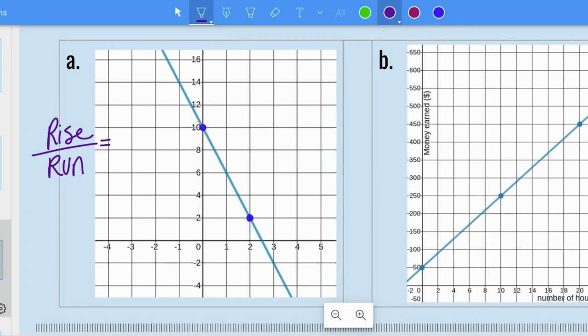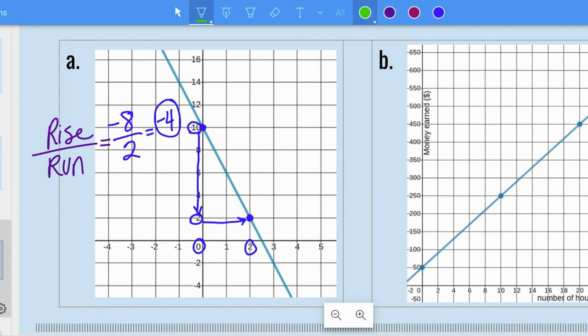And so we're going to go from one point to the other. And if I start at the point on the y-axis, I actually need to go down to get to the other point. And how many am I going down? If I start at 10 and I go down to 2, that's a decrease of 8. So my rise is actually a negative 8. And then I'm going to run from 0 to 2. My horizontal change is going to be a positive 2. If I divide that out, that's the same as negative 4 over 1, or we could just say a slope of negative 4.